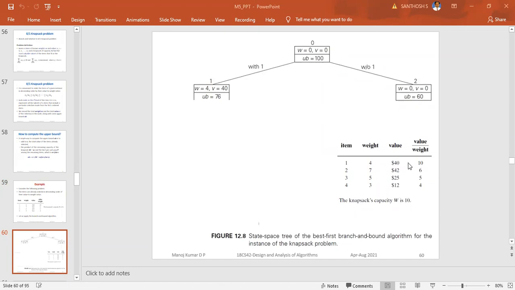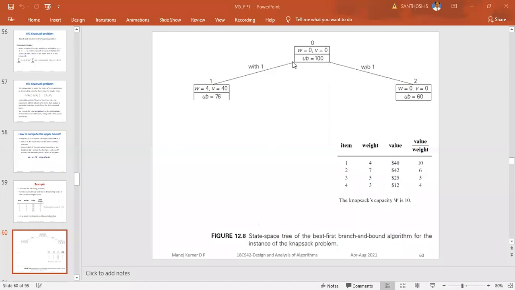Take the entire thing: 40 plus 42 is 82, 82 plus 25 plus 12. So the upper bound is greater than 100, and that's why you take it as equal to 100. How much are you getting? 5, 7, 9, so here 4 plus 4 is 8, 8, 10, 11, 119. So for that pass we are getting a value more than 100, and we are fixing the upper bound to 100.